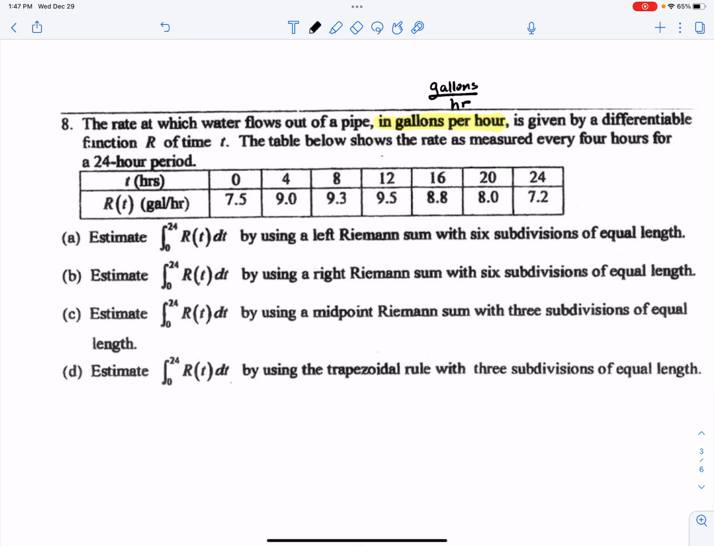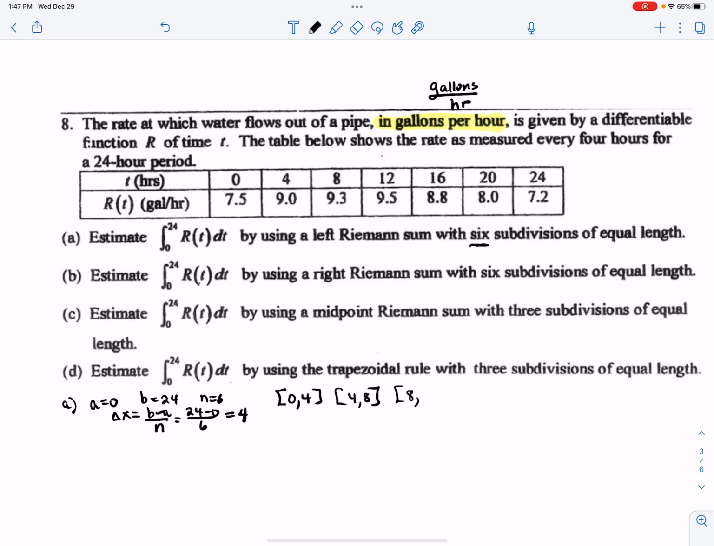Okay, so let's analyze that. If a is 0 and b is 24 and n is 6, then our delta x is b minus a over n. That's 24 minus 0 over 6. That gives us 4. So our intervals are 0 to 4, 4 to 8, 8 to 12, 12 to 16, 16 to 20, and 20 to 24. Okay, which are these intervals, which I will loop off here.